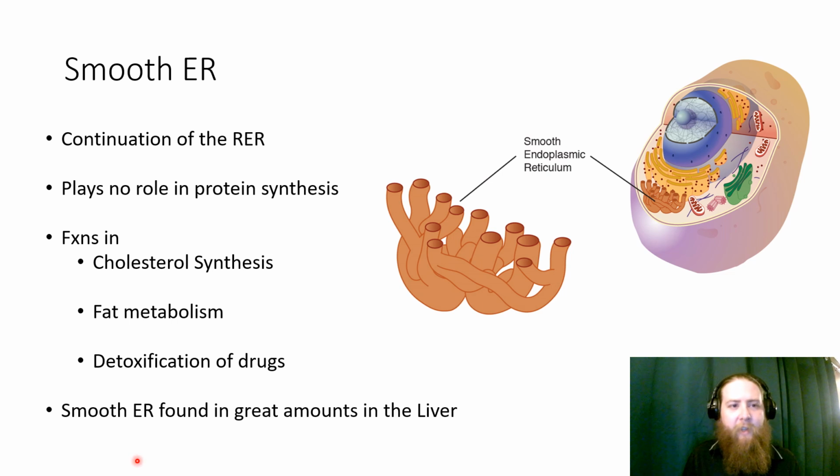The next endoplasmic reticulum is the smooth ER. This is a continuation of the rough ER. It goes out past it. It doesn't play any role in protein synthesis. It doesn't have any ribosomes, so that's kind of your sneak peek there. It functions in making cholesterol to keep that cellular membrane fluid. It will metabolize fats, and it will detoxify drugs. So in cells that do a lot of these things, you'll find more smooth endoplasmic reticulum. So in the liver, which is our number 1 detoxifier of drugs in the body, you're going to find a lot of smooth endoplasmic reticulum so that it can detoxify those drugs more efficiently.